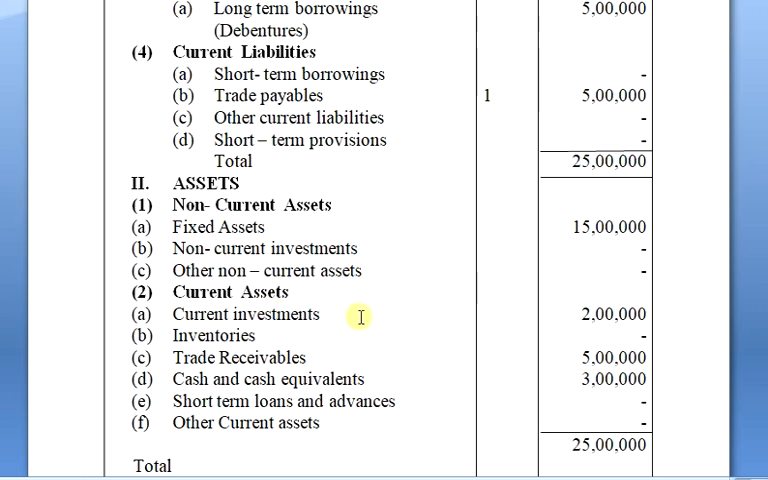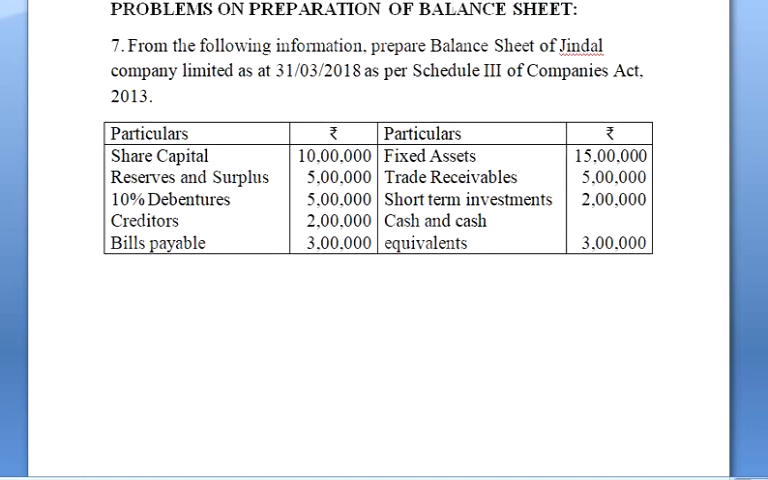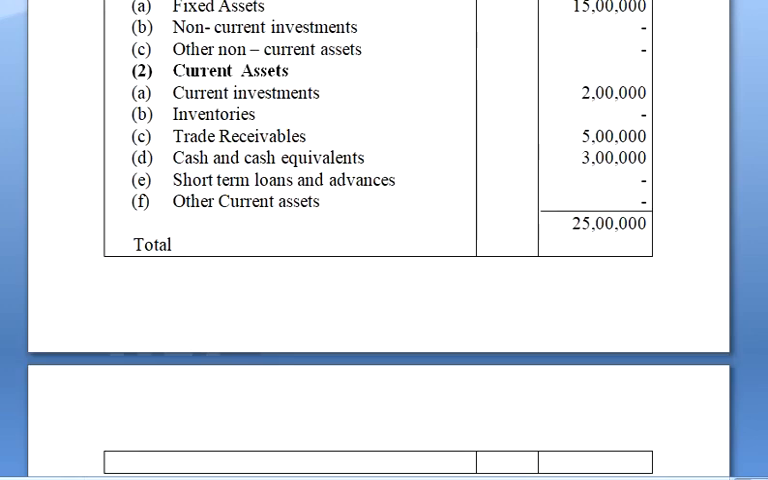In the current assets, again, current investment 2 lakhs is taken. What is that current investment? We can see here, current investment is given here itself, that is the short term investment. It is also treated as current investment. Within 1 year it is repayable, 2 lakhs. That same amount of rupees 2 lakhs we have considered in the current investment.